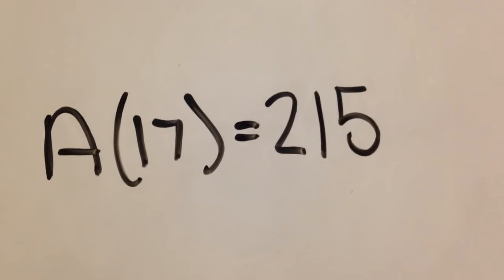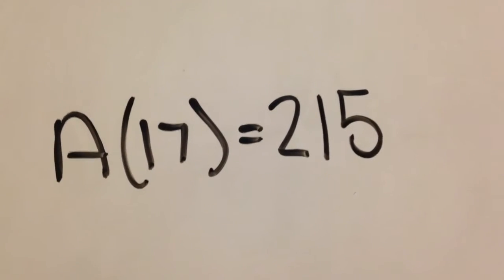This is the answer you should have gotten. A sub 48 equals negative 135.